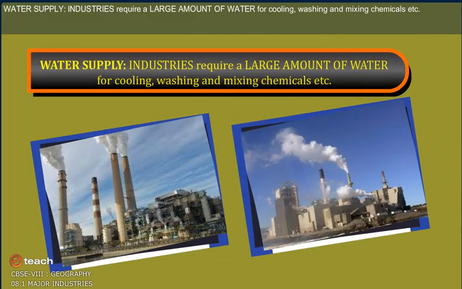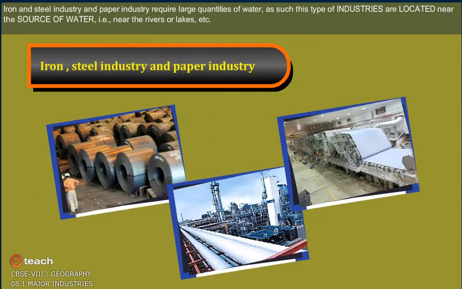Water supply. Industries require a large amount of water for cooling, washing, and mixing chemicals, etc. Iron and steel industry and paper industry require large quantities of water. As such, this type of industries are located near the source of water, that is, near the rivers or lakes, etc.